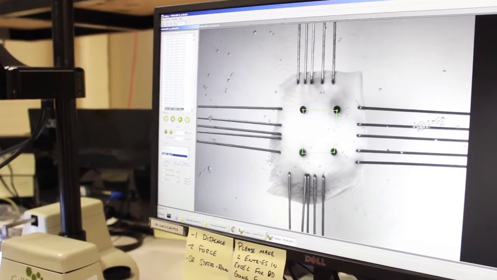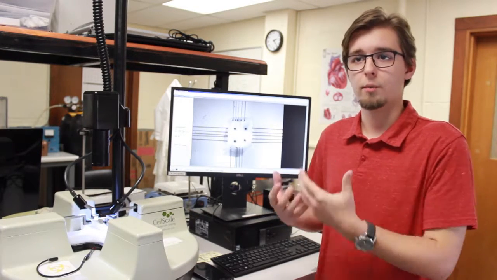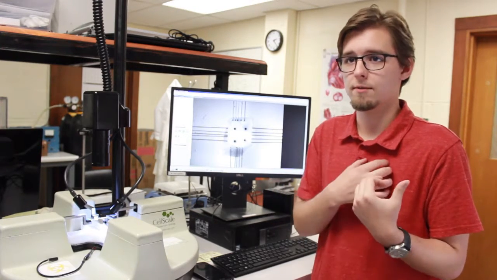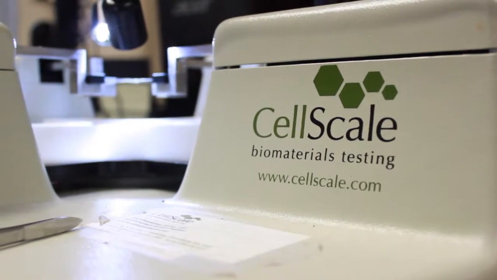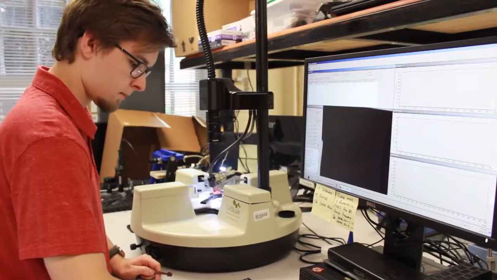Some of the long-term, or the big overview kind of goal, is we would like to be able to develop some framework where we can take a patient-specific geometry, put it into this model, and figure out what treatment method would actually work best for that patient.